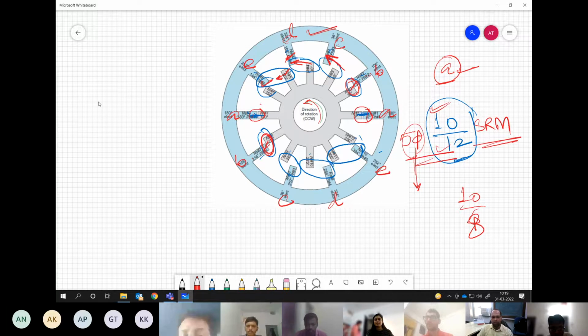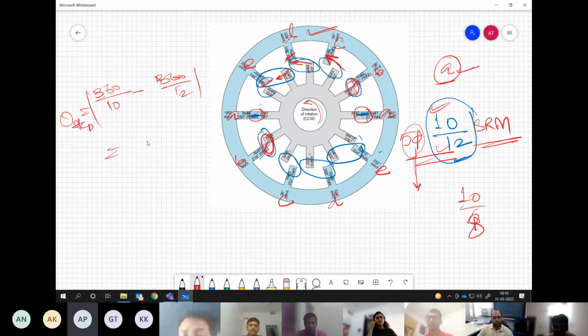Now, if you see the step angle, how much would it be? 360 by Ns, so 360 by 12. How much will this be? Step size? 6 degree. 6 degree. So this is what we are getting.